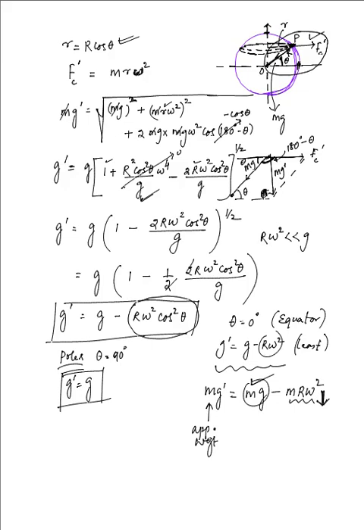So this is how the variation of the weight of the object and the gravitational field works for different places and the difference in the shape of the planets, in particular our very own Earth.